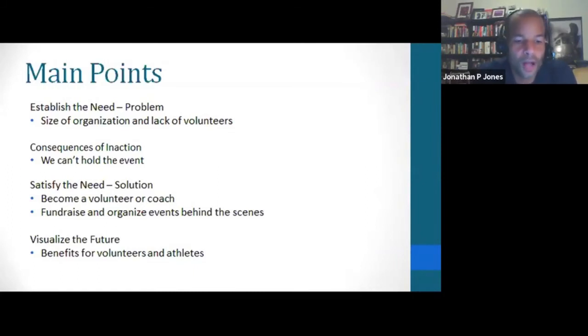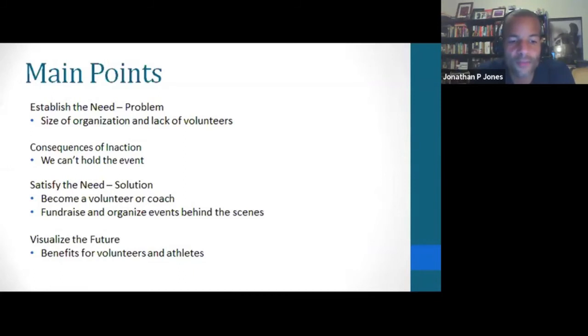So in terms of solving that, she tells people that they should become a volunteer or become a coach. She talks about the need to fundraise and organize. So if working with the people is not your thing, then fundraising and organizing is another way that you can help to get this problem fixed.